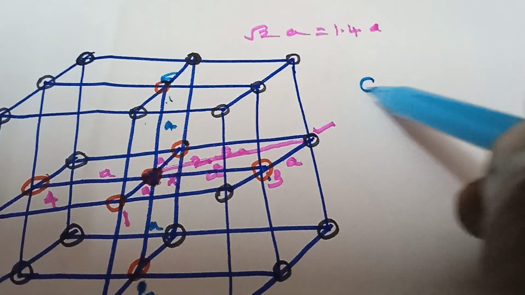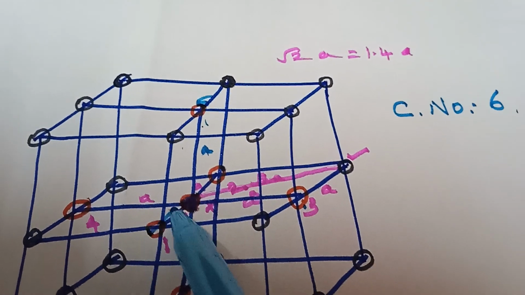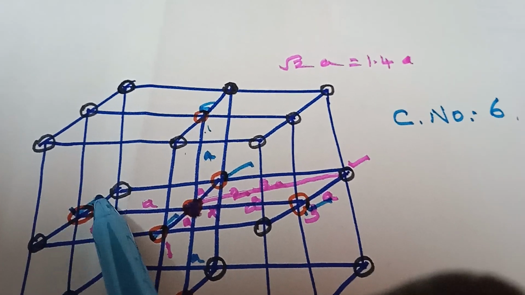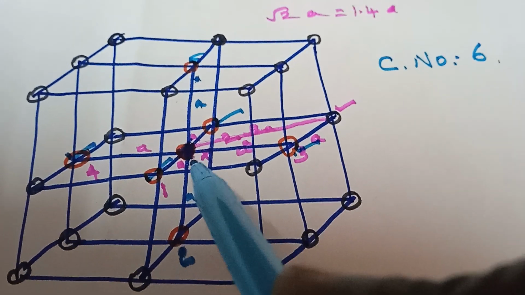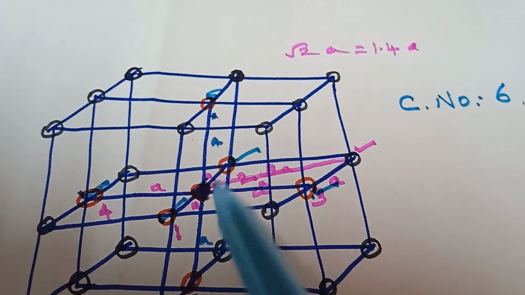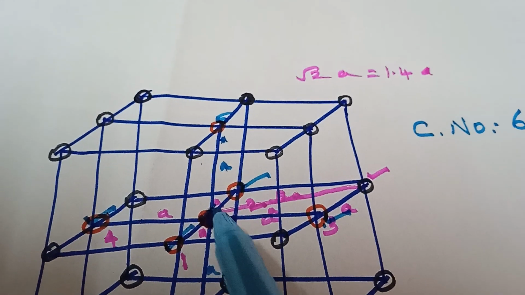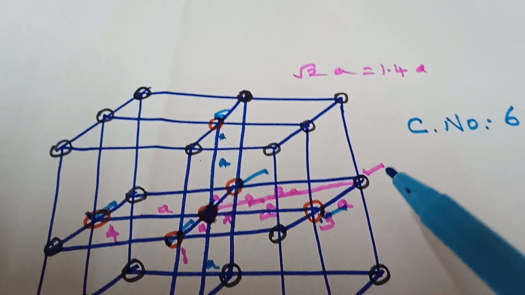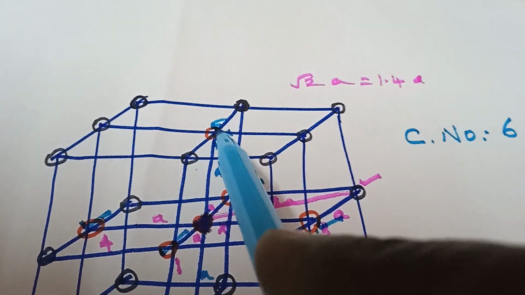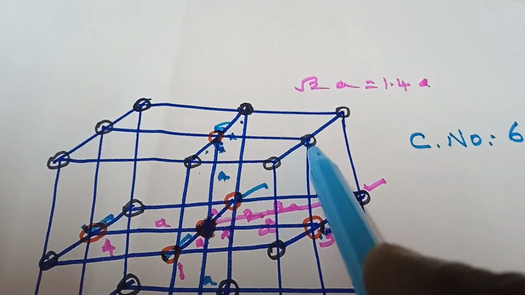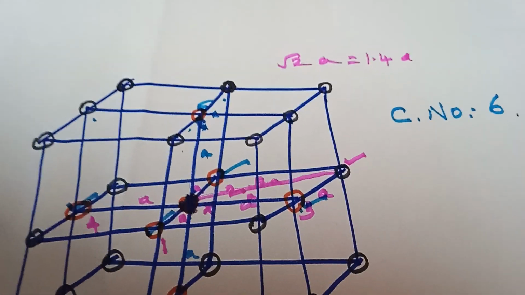So the coordination number for SC is 6. That is, 1, 2, 3, 4 are at a distance of A. Similarly, 5 in the above stack and 6 in the below stack are also at the same distance A, whereas the remaining atoms are far away from this reference atom, at more than a distance of A. If you consider any atom as a reference atom, only 6 will be considered as nearest neighbors. So the coordination number is 6.